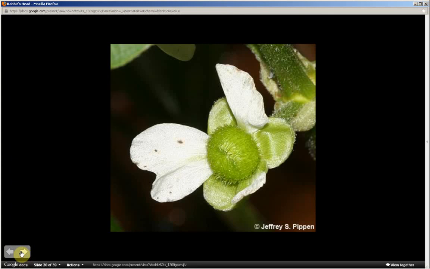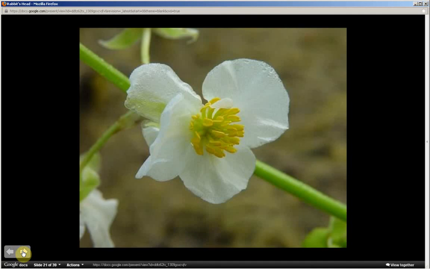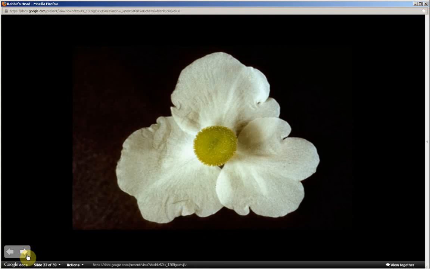It's a close-up of the female flowers. This is a close-up of the male flower. Female.